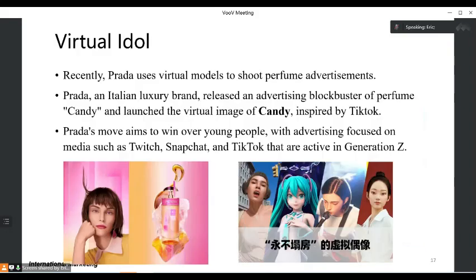And we find that if a brand uses celebrities as endorsement, there is a potential risk, because these celebrities are not always good people, a good example for the young generation.